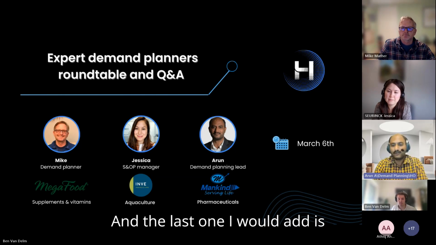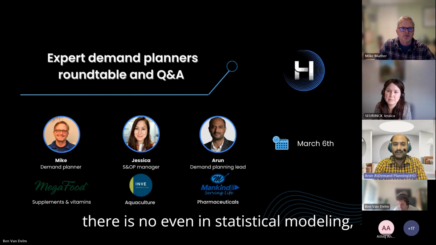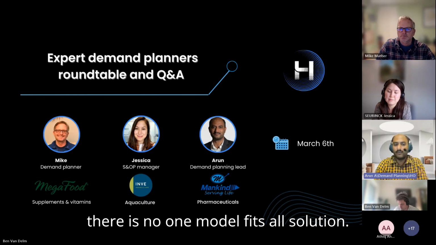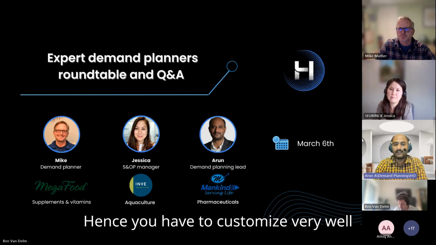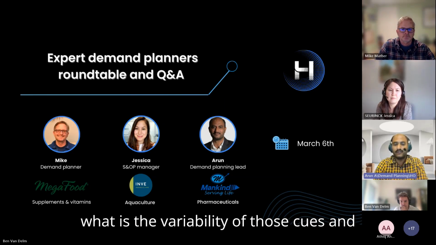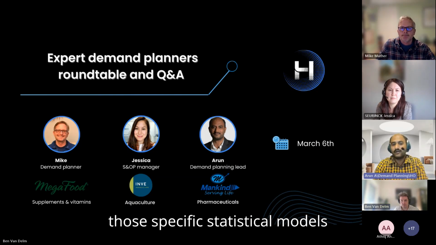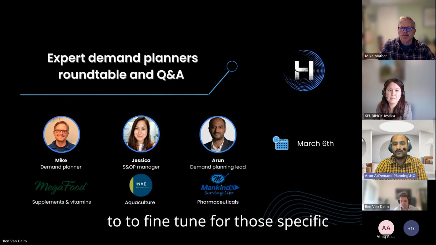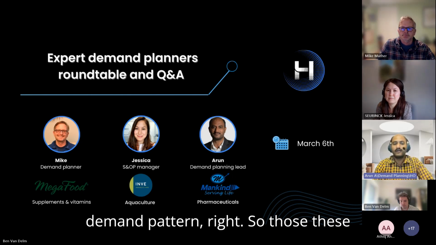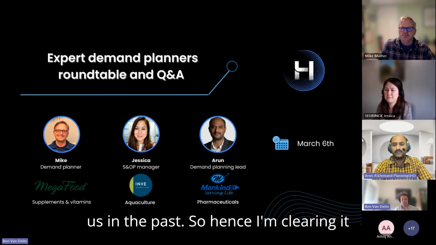And the last one I would add is specifically on segmentation. Even in statistical modeling, there is no one model fits all solution. Hence, you have to customize very well as per the historical data, what is the variability of those SKUs, and how much volume or value contribution it has. And then customize those specific statistical models to fine tune for those specific demand patterns, right? So these best practices have worked very well for us in the past. So hence I'm sharing it.